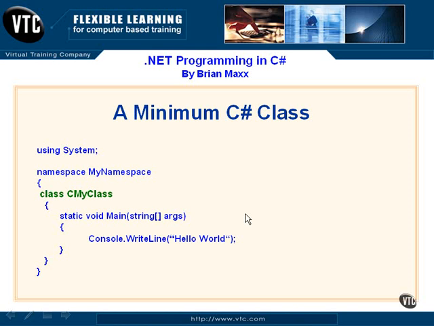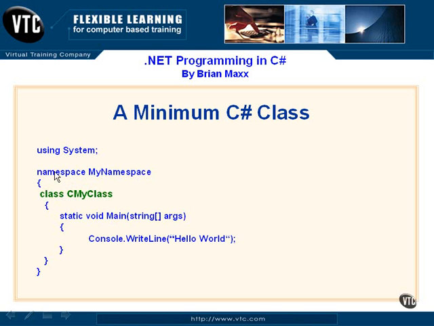Let's look at a minimum C# class, just a basic class. Now, normally we have our system namespace here, using System; Then we have a namespace, and within a namespace you can have one or more classes. Like I said, one class per file in the directory structure, but the namespace can have many classes.